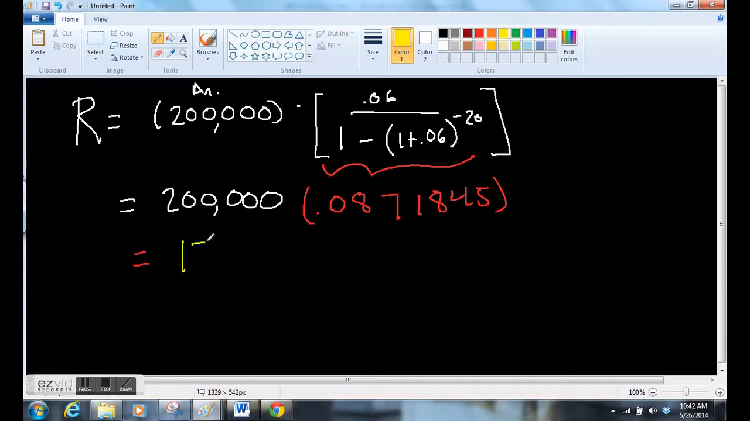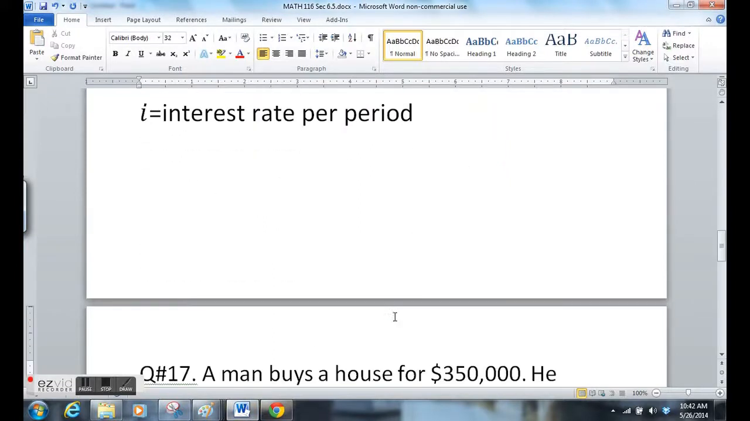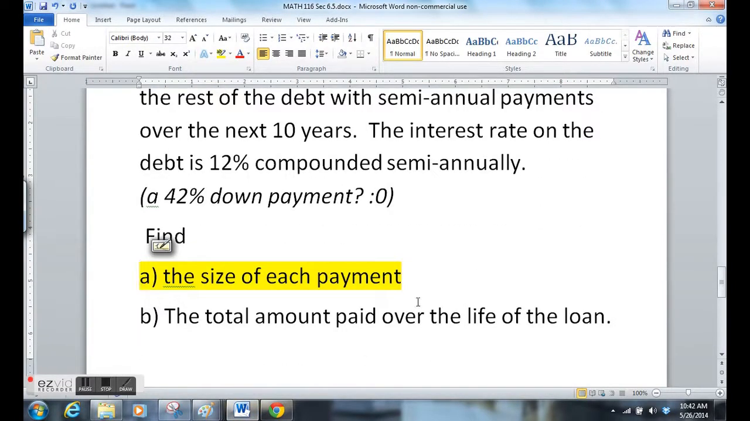So his payments are a mere $17,436.91. You are paying for your house in Detroit or your apartment in Manhattan. So every payment, every 6 months, $17,436.91. This is the answer to part A.